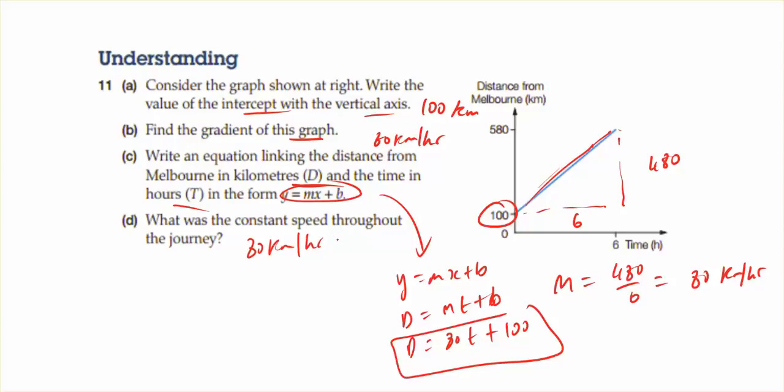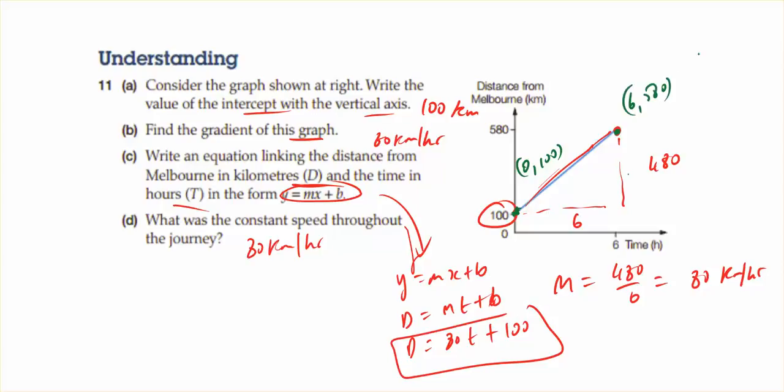per hour. Now you might be wondering, what's the alternative way to calculate the gradient if I didn't know rise or run? You can just choose 2 points. So I'll choose this point and this point. My first point is the actual axis intercept, so (0, 100) is the coordinate, and then this point would be (6, 580).